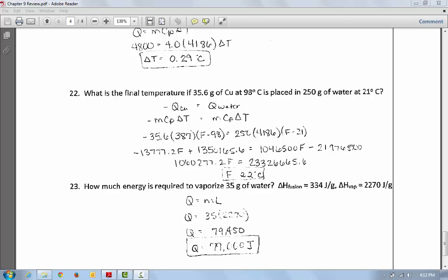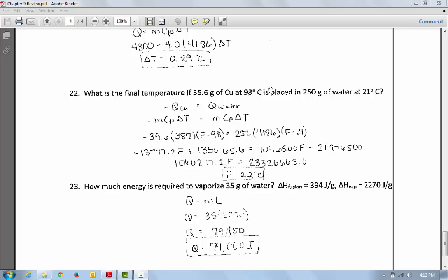Then I had to get my F's together on one side, so I was going to bring this one over, and then I have to get my numbers on the other side together, which I did here, and then I'm going to divide, and I get 22 degrees Celsius. So we can see that the water didn't heat up a whole lot because I had so much of it, but the metal cooled down quite a bit.